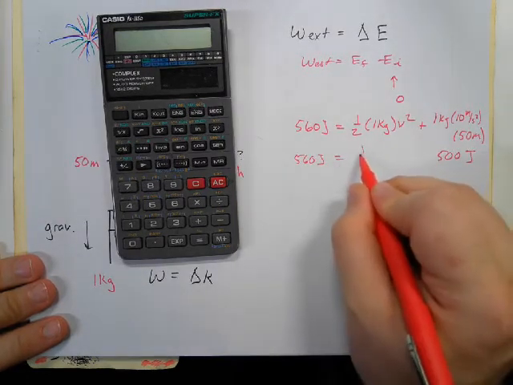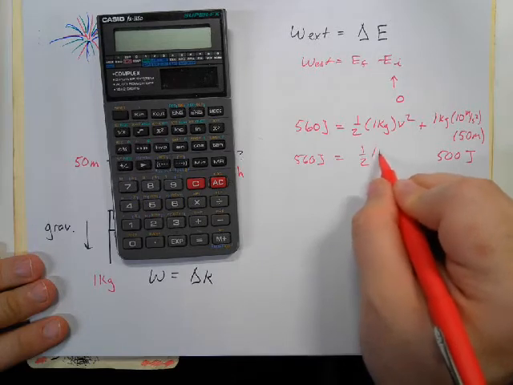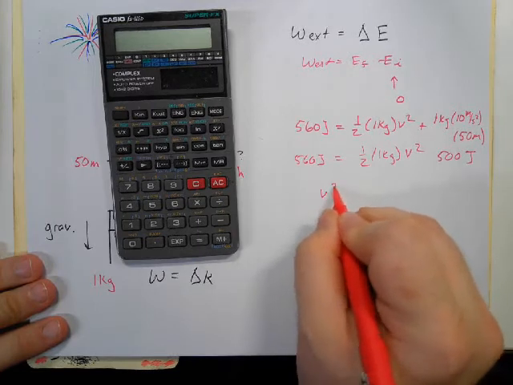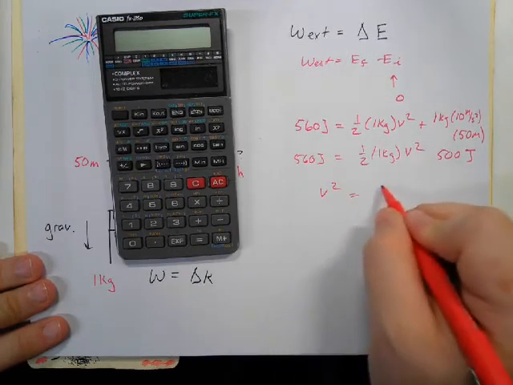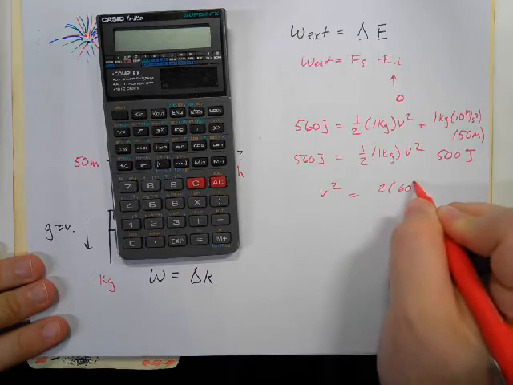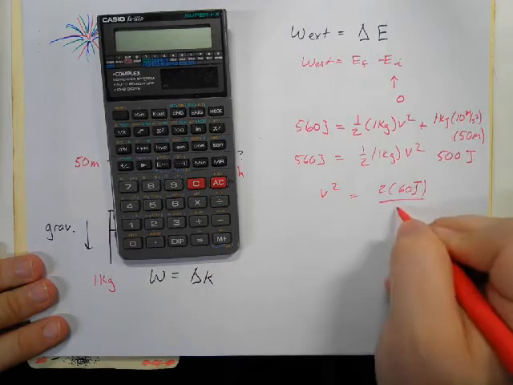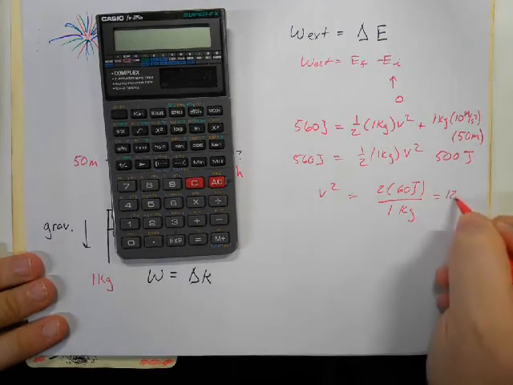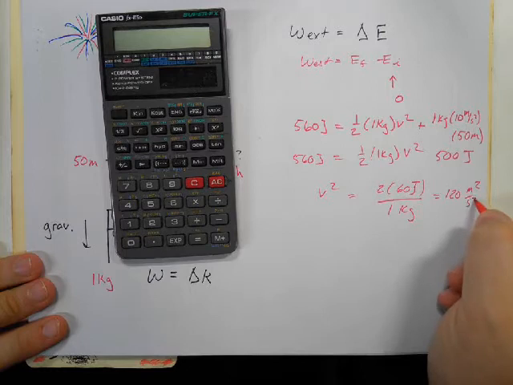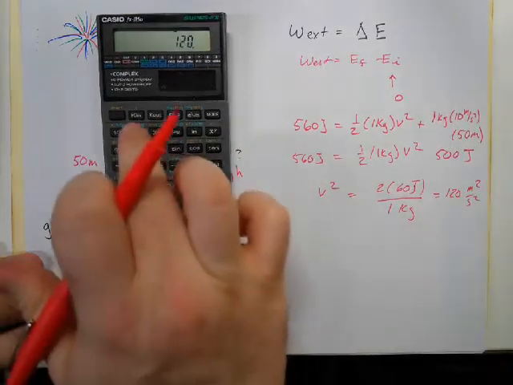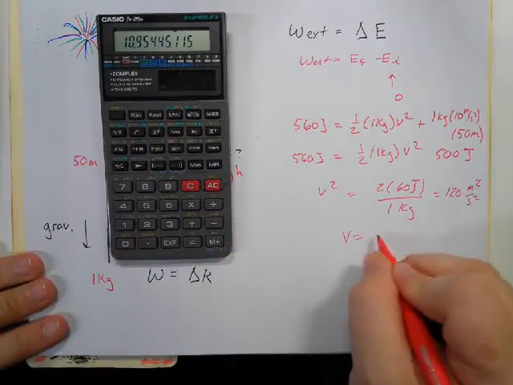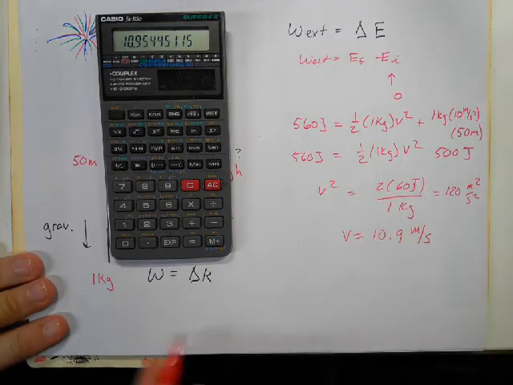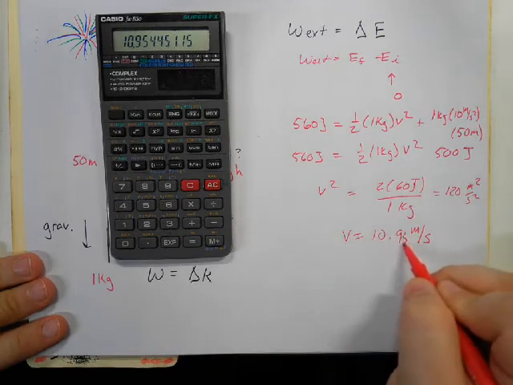And we'll have 1/2 times 1 kilogram times v squared. So we'll rearrange for v squared. The difference in these is 60 joules over 1 kilogram. And that is going to be v squared is 120 meters squared per second squared. So the square root of 120 gives v as 10.95 meters per second.